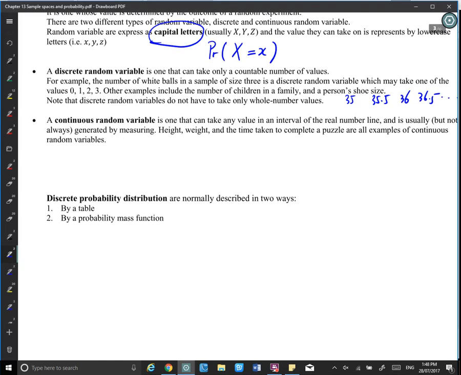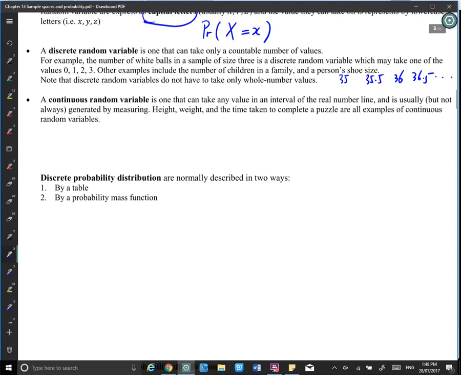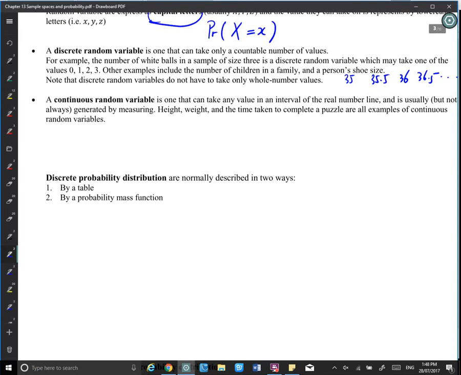Continuous is one that can take any value in an interval of the real number line, and it's usually but not always generated by measuring. Height, weight, and the time taken to complete a puzzle are all examples of continuous random variables. For height, we normally just say, I'm 165, you are 175, or 171.2. We won't say the next decimal, but actually you can have the next decimal, you just don't really measure it, we directly round it up or down.